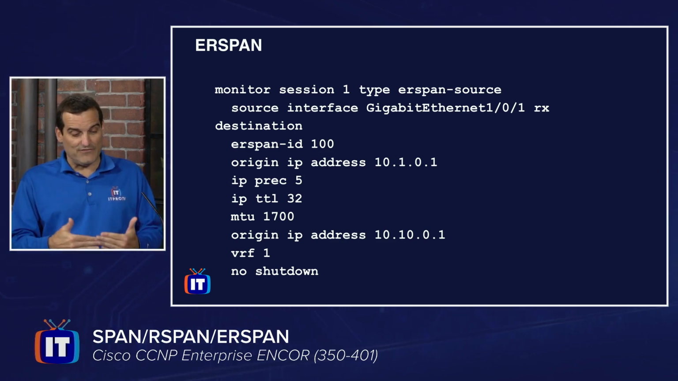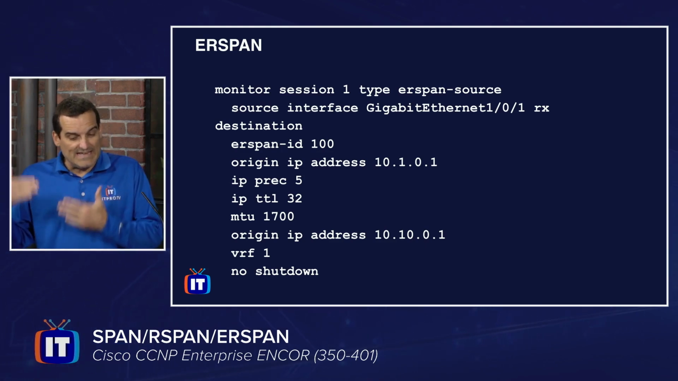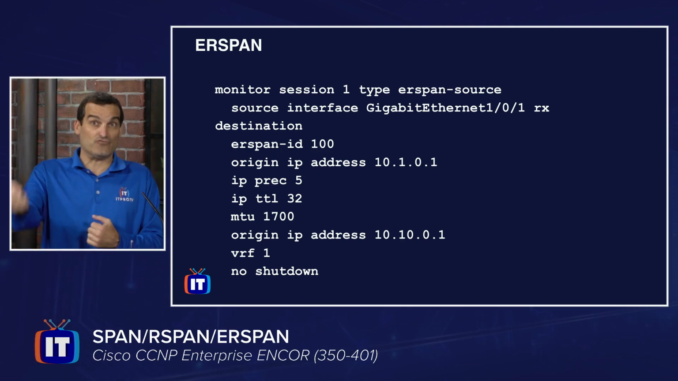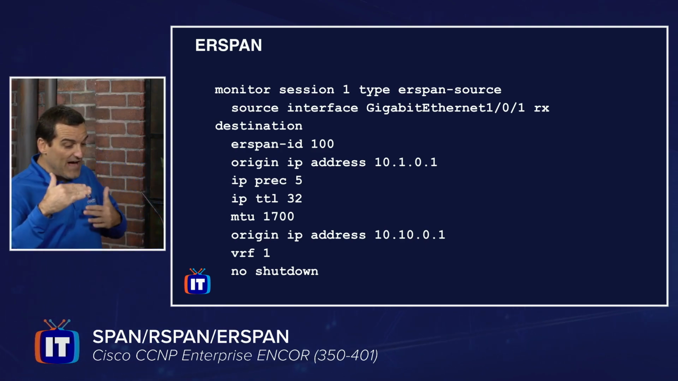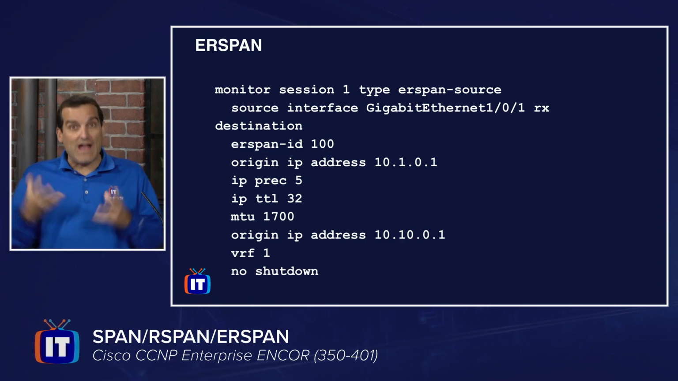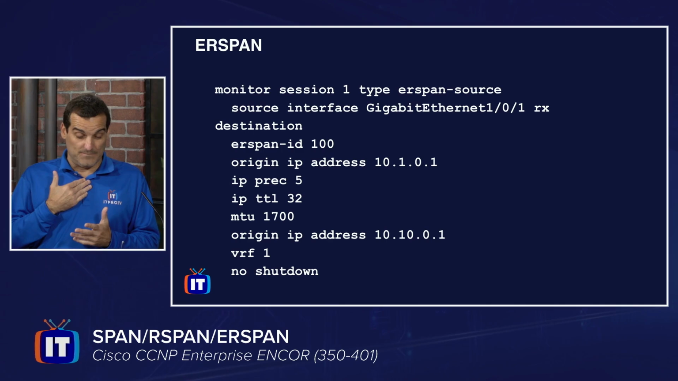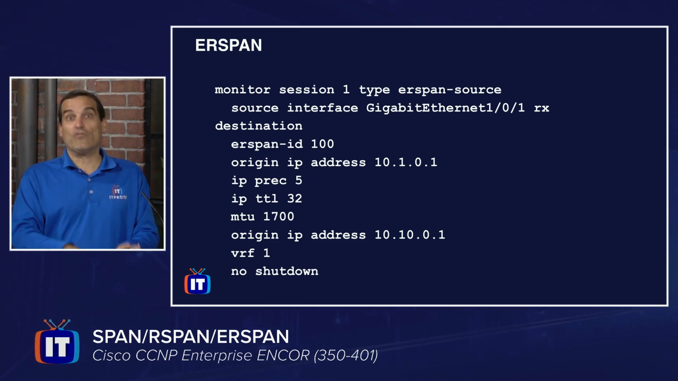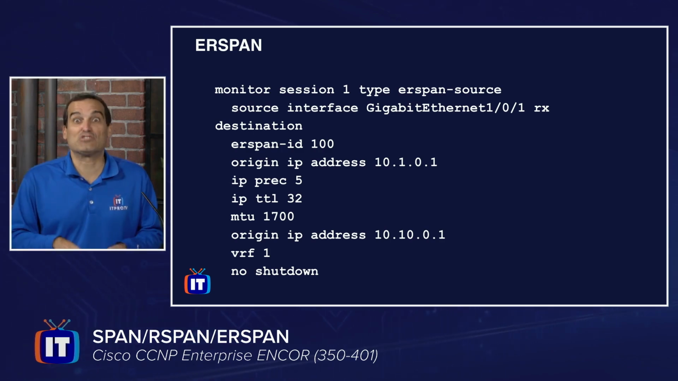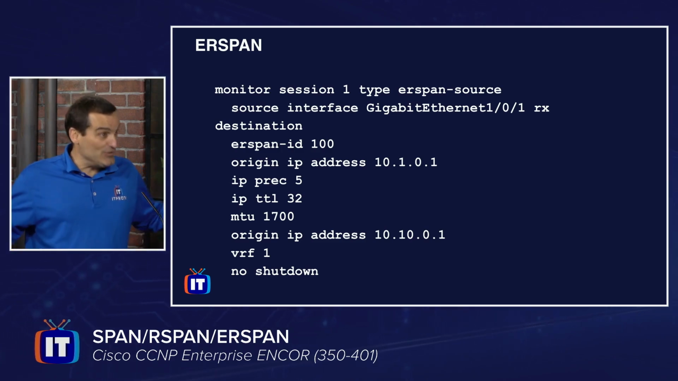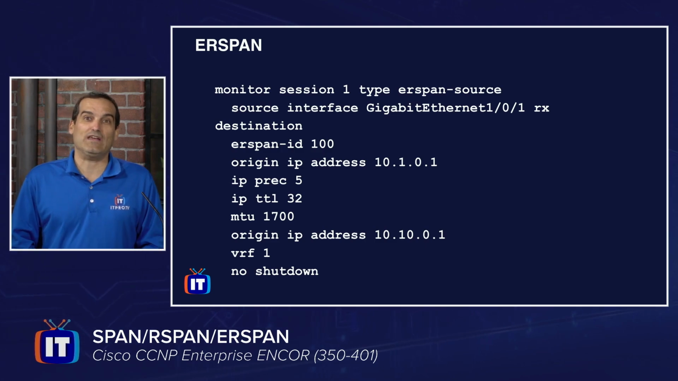Notice it's not that different of a config. We have our monitor session, and it's an ERSPAN source. We give the source interface. This time I'm giving an example of receive-only traffic. And then you define your destination, and there's a whole bunch of parameters in there because you're wrapping it all in an IP encapsulation and sending it on its way. Don't be overly concerned with the config here. I just want you to know conceptually what you're doing with ERSPAN: you're taking the mirrored frames and transmitting them over the layer 3 infrastructure.